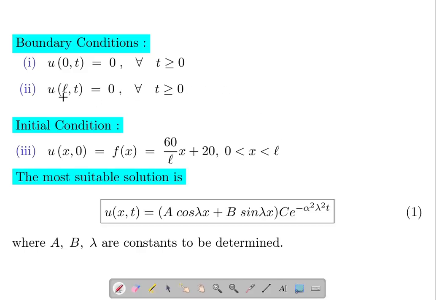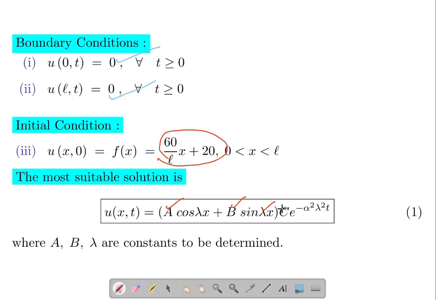So u of 0 comma t is equal to 0 is the first condition, u of L comma t is equal to 0 is the second condition, and u of x comma 0 is f of x. F of x is nothing but this part. The most suitable solution is a cos lambda x plus b sin lambda x, into c into e power minus alpha square lambda square t. Here a, b and lambda are constant terms. We want to determine this a, b and lambda.